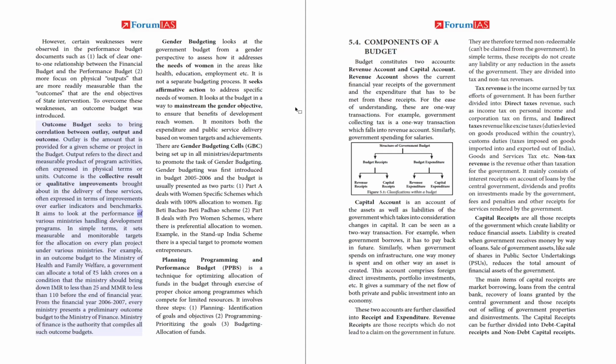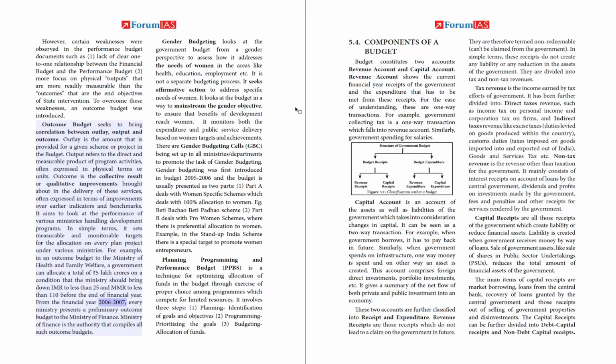It aims to look at the performance of various ministries handling development programs. In simple terms, it sets measurable and monitorable targets for the allocation on every planned project under various ministries. For example, in an outcome budget to the Ministry of Health and Family Welfare, a government can allocate a total of 5 Indian rupees lakh crores on a condition that the ministry should bring down IMR to less than 25 and MMR to less than 110 before the end of financial year.